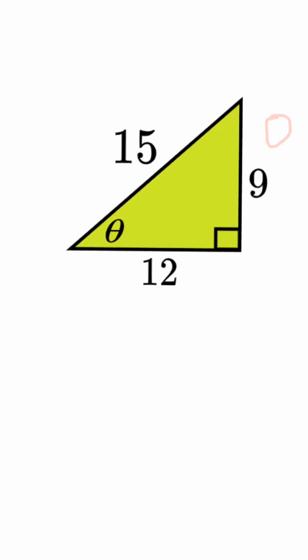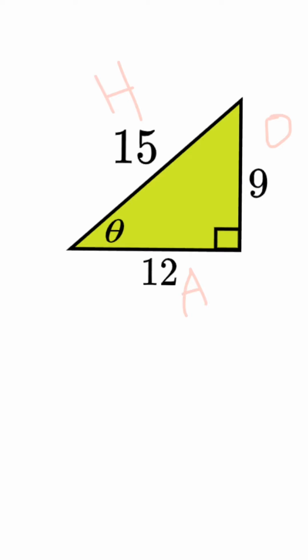And that would make 12 the adjacent leg, since again, the legs are the two sides that form the right angle. And 12 is the adjacent leg because it's on the same side as the right angle and the angle that we're trying to find. And now that we know the opposite leg and adjacent leg, that means that the only remaining side is going to be the hypotenuse. So I'm just going to put an H over the 15 for hypotenuse.